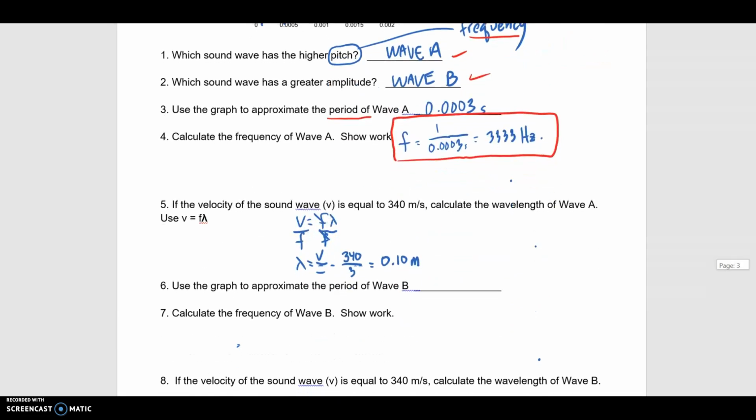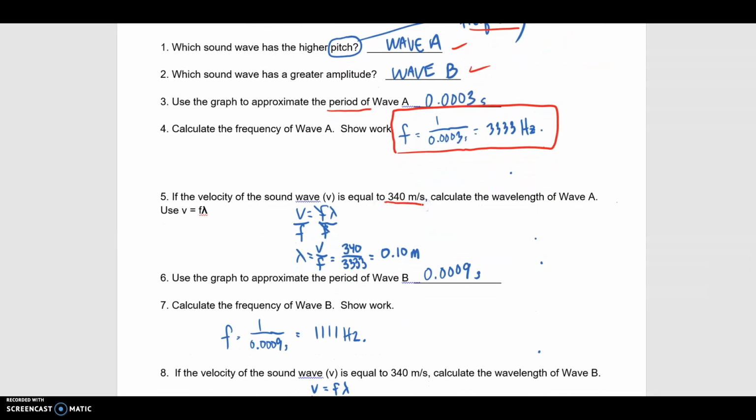If we know the speed of sound is 340 meters per second at room temperature, we can use the wave equation that connects velocity, frequency, and wavelength to figure out the wavelength. So starting with that equation, we solve for lambda, which is wavelength. Divide both sides by frequency, so we get lambda equals velocity divided by frequency. That's the given velocity, that's the calculated frequency. So 0.1 meters or 10 centimeters, about 4 inches, is the wavelength of a sound wave at room temperature with that frequency, 3,333 hertz.